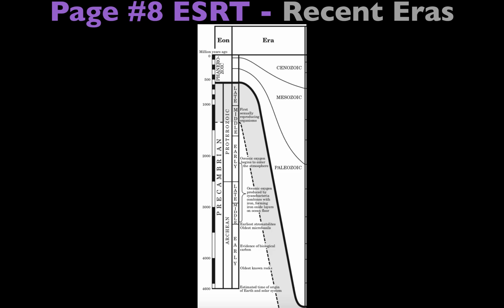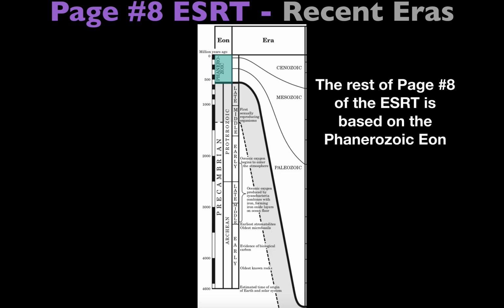But now we're going to focus on some more recent eras, and this is the basis for the rest of the Earth Science reference table on pages 8 and 9. So we're going to bring it more recently to the Phanerozoic eon. And again, most of this reference table is based on the Phanerozoic eon. It's a smaller amount of time compared to the entire history of the Earth, but it's going to be the entire basis for what we're going to look at for the rest of these 2 pages.